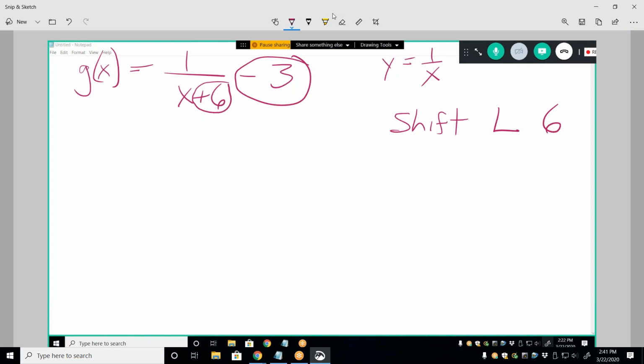And then what about that? Is that inside or outside the function? It's outside, so it's a vertical shift down of 3. There you go. Oh, 3, okay.